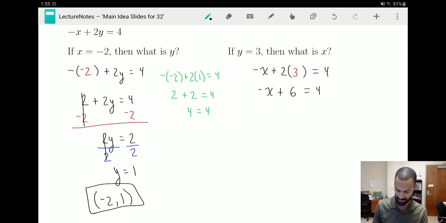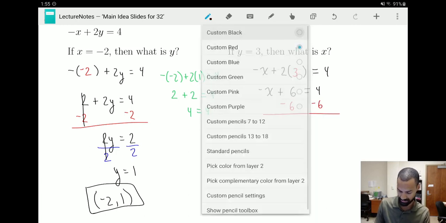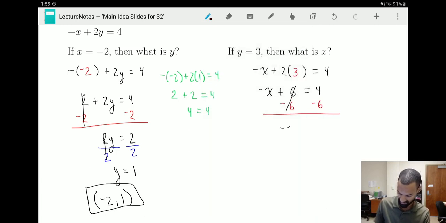Now I'm going to solve for x. So let's get rid of that constant term, positive 6. Subtract 6 from both sides. Negative x equals 4 minus 6 is negative 2. Now, this is an understood negative 1 right here, so I'm going to divide both sides by negative 1. And that will give me x equals positive 2. Okay, so if y is 3, x is positive 2. So that's the ordered pair. Remember, x comes first. X comma y, 2 comma 3.